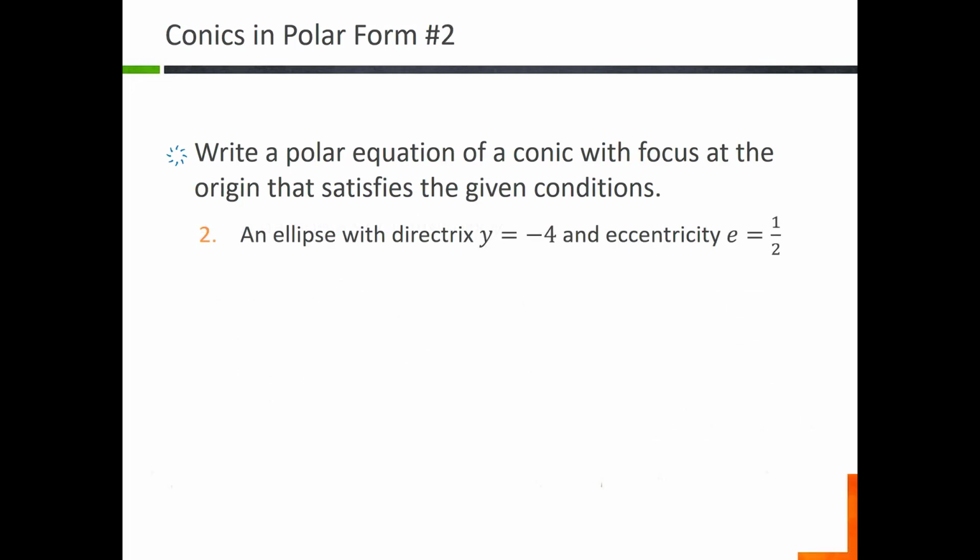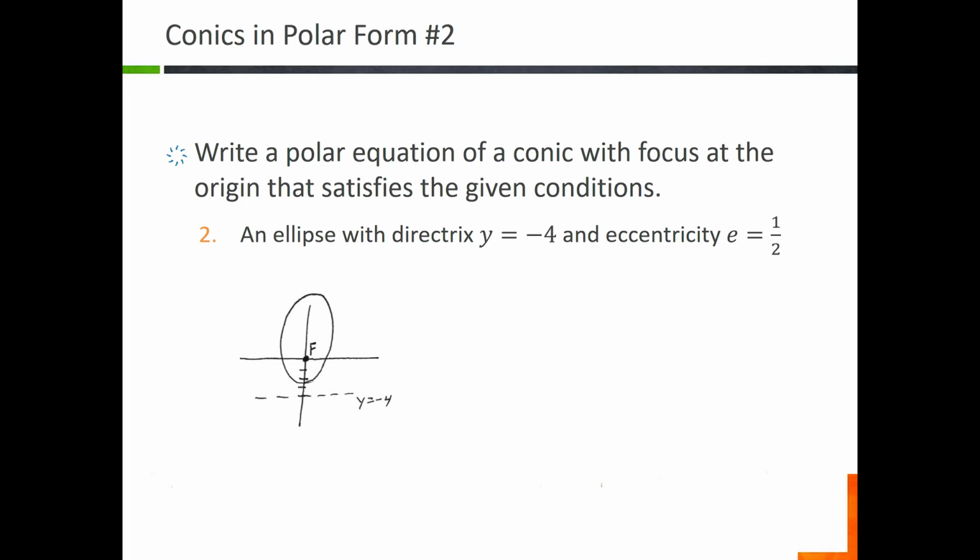All right, let's try another one. We're told we have an ellipse with a directrix at y equals -4, and the eccentricity is a half. And again, I like to draw a graph here. So it's going to be an ellipse, and the directrix is a -4. So let's draw that -4 line.